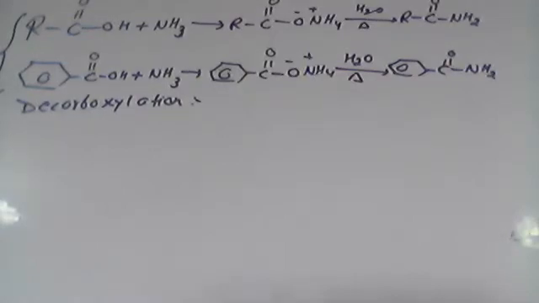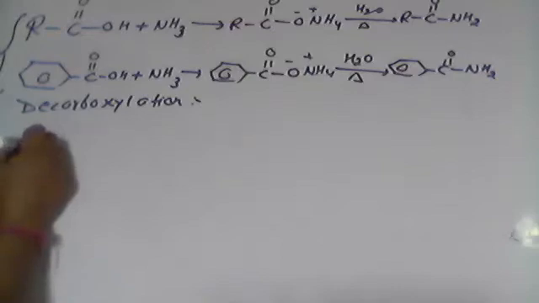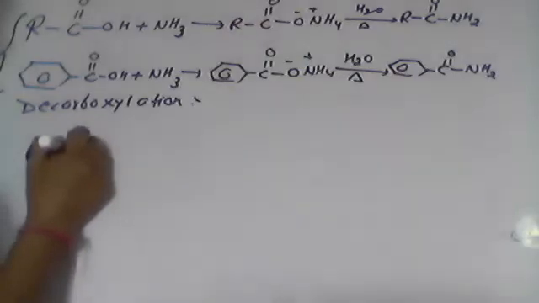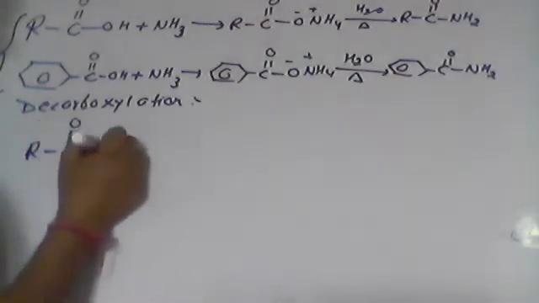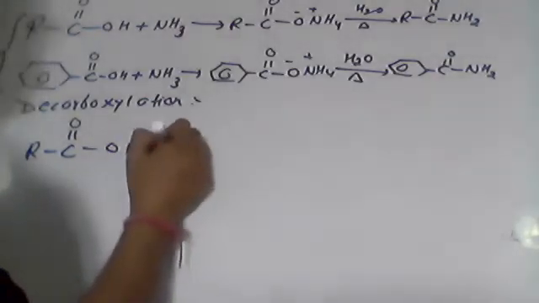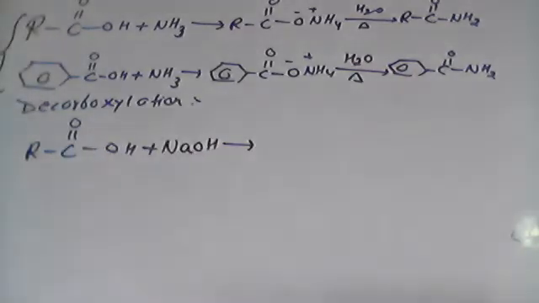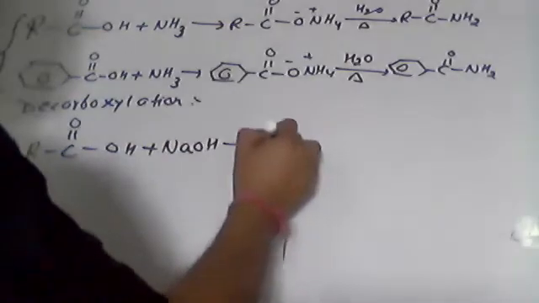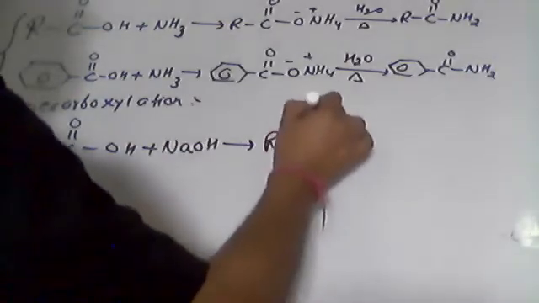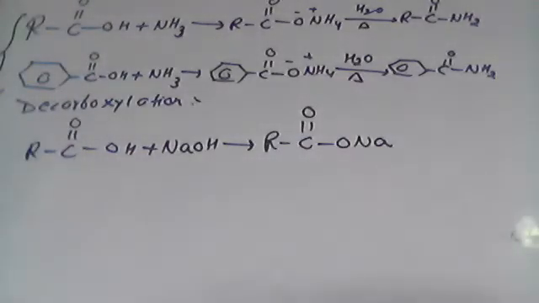How are we going to do this one? We are going to treat the sodium salt of fatty acid, or sodium salt of carboxylic acid, basically like RC double bond O, OH is carboxylic acid. First I'm going to convert this one into its sodium salt. For that I'm going to treat this one with sodium hydroxide. So the water molecule will move out from here and we will get RC double bond O, ONa. It is the sodium salt of acetic acid.